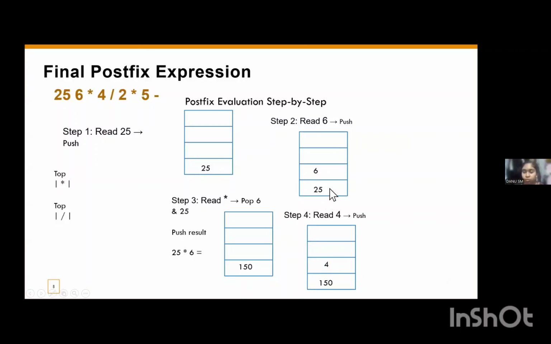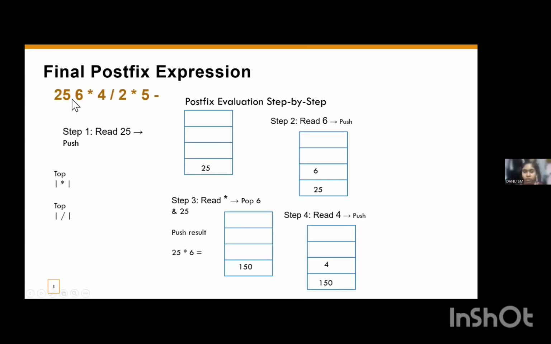To evaluate a postfix expression, we again use the stack. If the symbol is an operand, we push it into the stack. If the symbol is an operator, we pop the two elements, apply the operation to the numbers, and push the result back to the stack. This process continues till the expression is fully evaluated. So in that way, here the step-by-step process is shown.